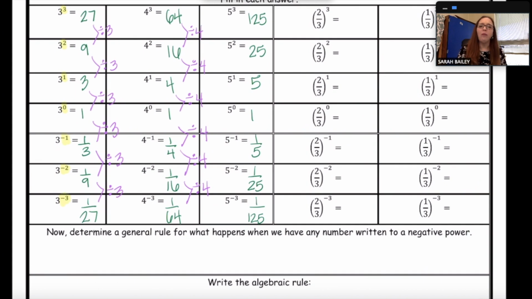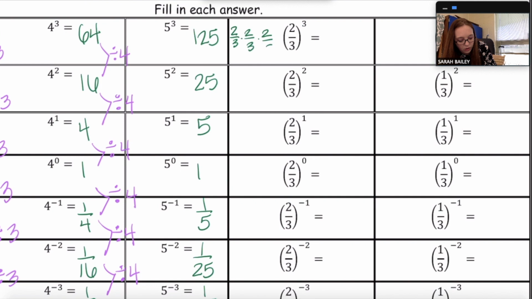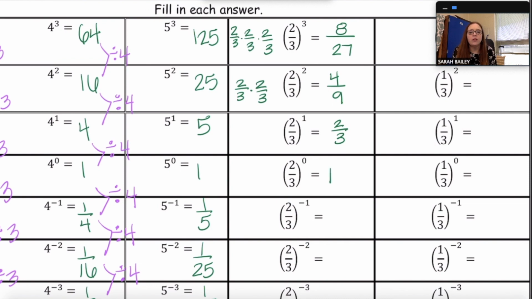The next one. Now we've got fractions. So 2/3 cubed. Remember, that means 2/3 times 2/3 times 2/3, so that's going to be 8/27. 2/3 squared means 2/3 times 2/3, which would be 4/9. 2/3 to the first is just 2/3, and any number to the 0 power we know is 1. So what do we know about 2/3 to the negative 1 power?